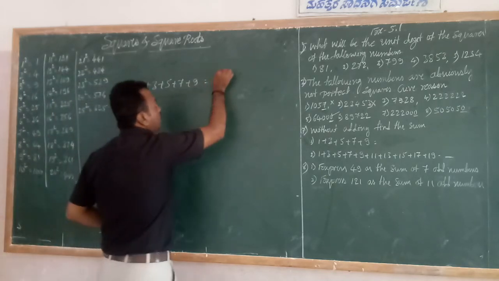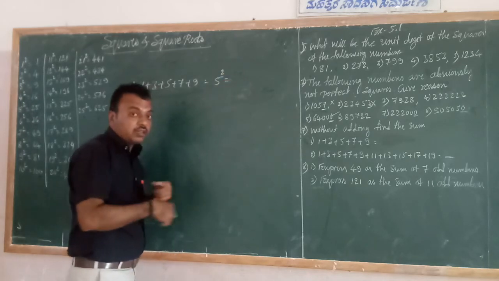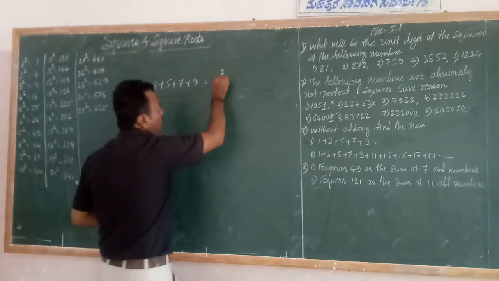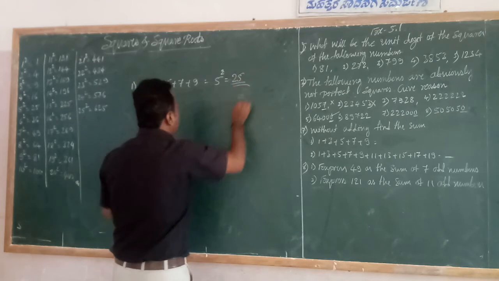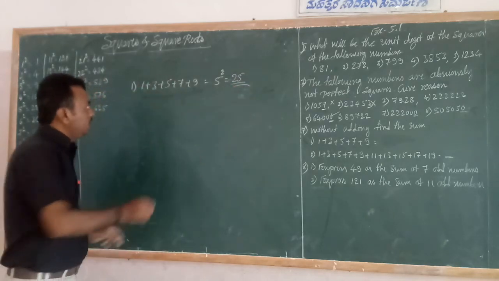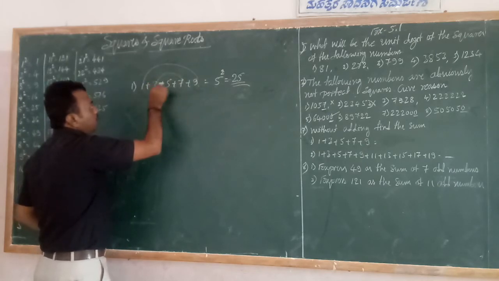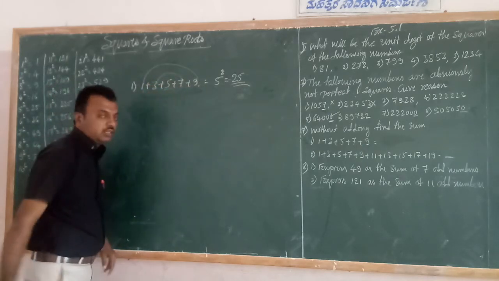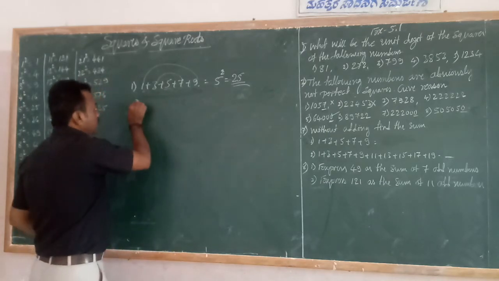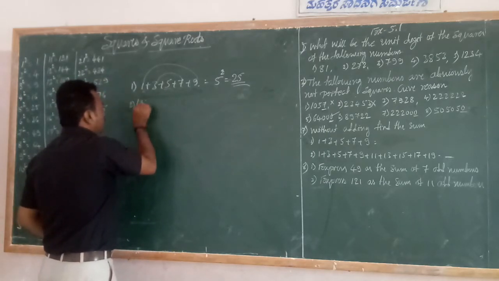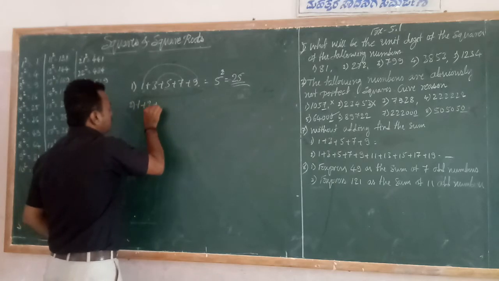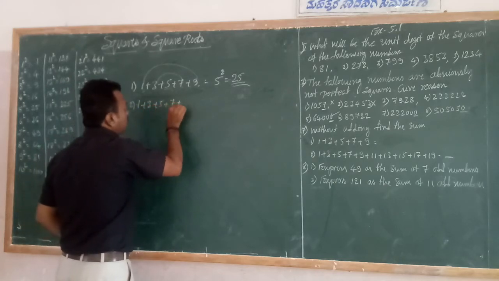We should square them. So what does it become? 5 square. What is 5 square? 25. Therefore the sum is equal to 25. Can I check it? Okay, 9 plus 1, what? 10. 7 plus 3, what? 10. 10 plus 10, what? 20. 20 plus 5 is 25.